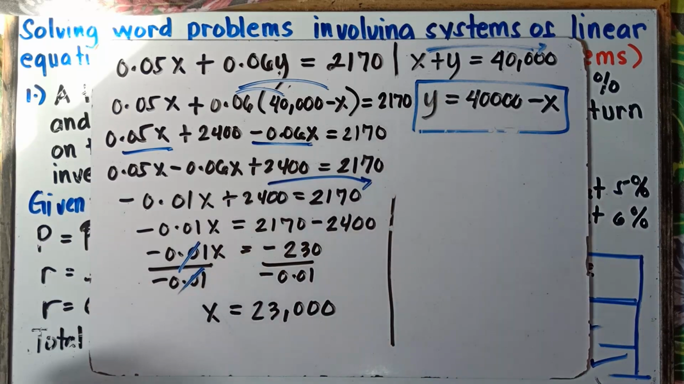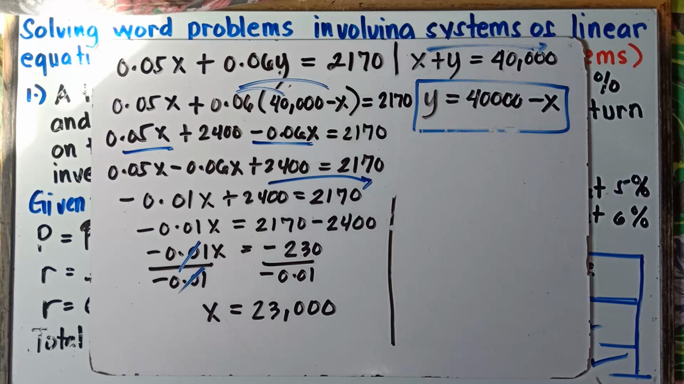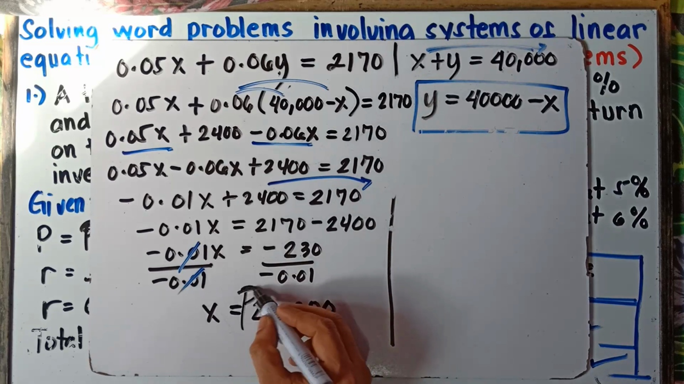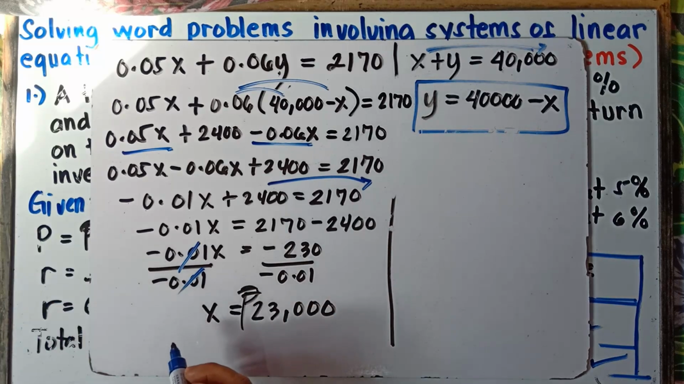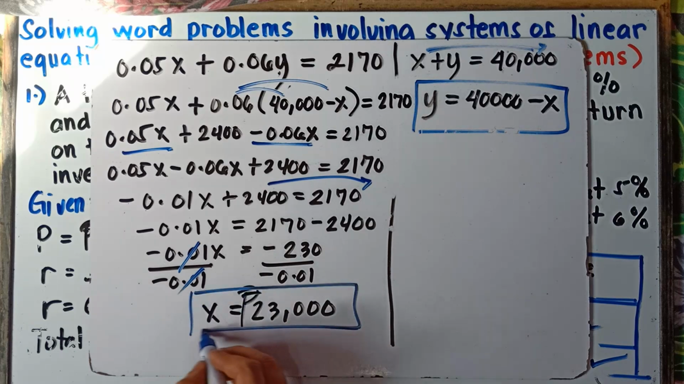And that would be the value of x, class. Once again, the value of x would be 23,000 pesos. And do not forget the peso sign. So the value of x, that would be 23,000 pesos.